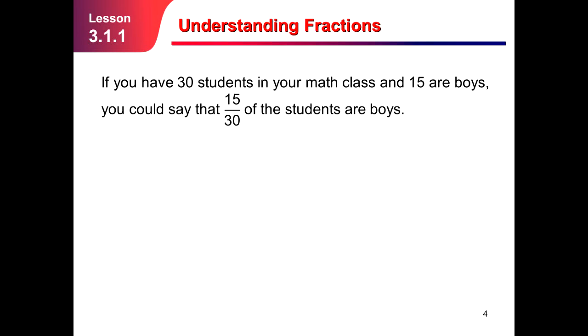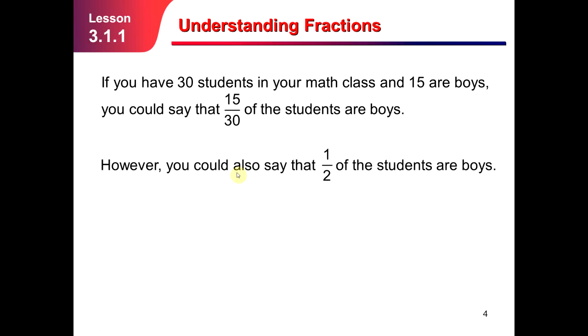If you have 30 students in your math class, 15 of them are boys, you could say that 15/30ths of the students are boys. 15 is the part we're talking about. 30 is the whole. It's the total number of students in the class. However, you could also say that 1/2 of the students are boys. Those have the same value. 15/30ths and 1/2 are equivalent fractions.